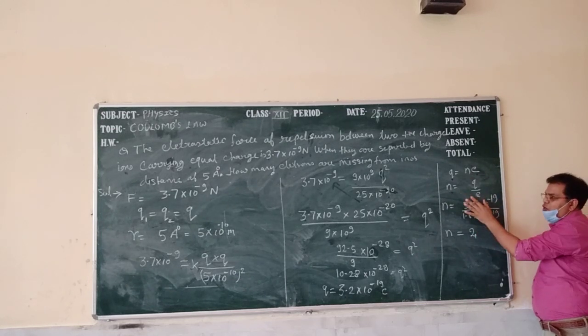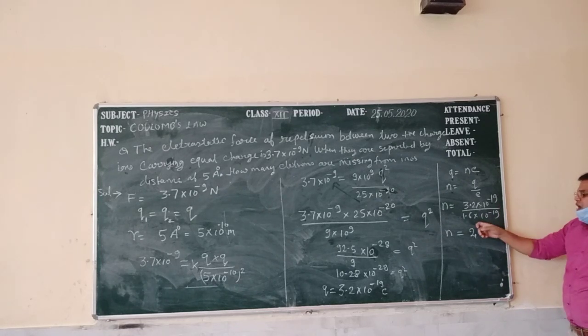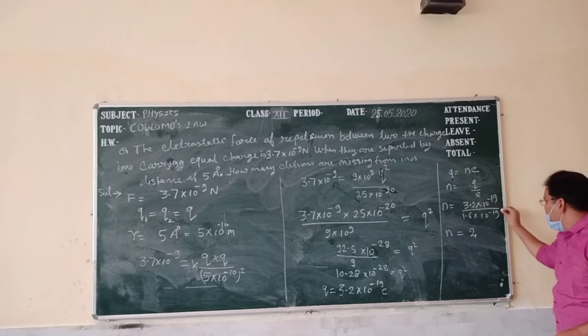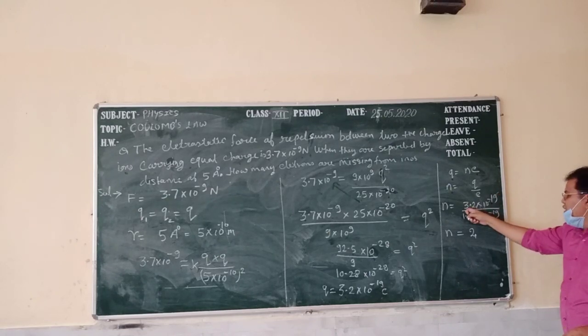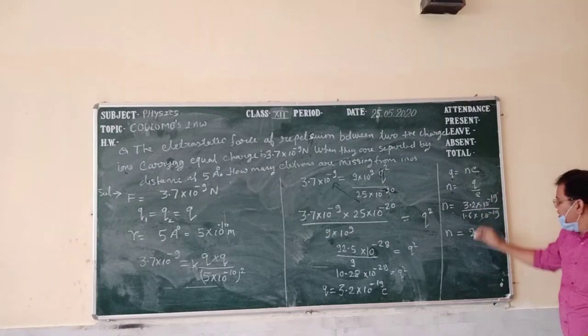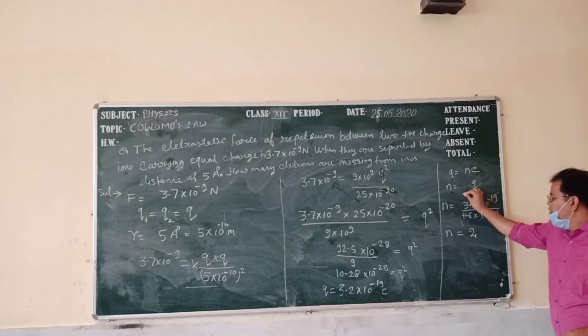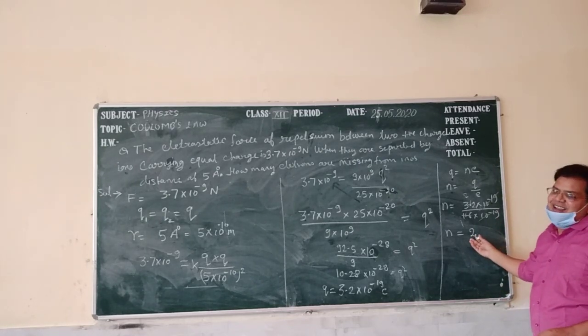Just put the values in the formula: 3.2 into 10 to the power minus 19 coulomb upon 1.6 into 10 to the power minus 19. Cancel 10 to the power minus 19 with 10 to the power minus 19. 3.2 divided by 1.6, we get 2. The value of n equals 2. The number of electrons missing is n equals 2.